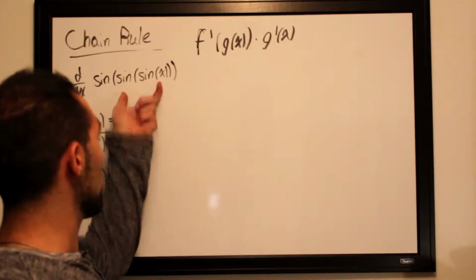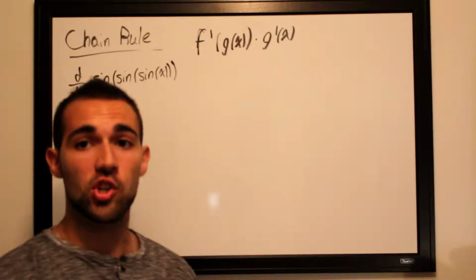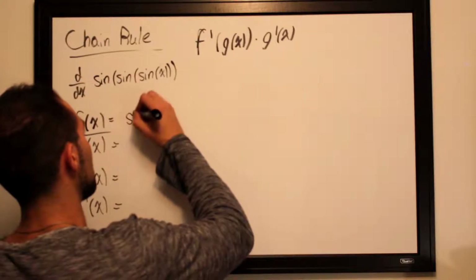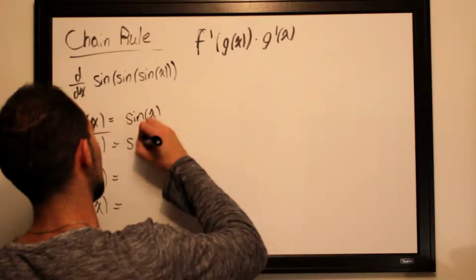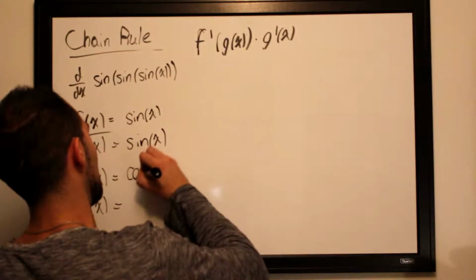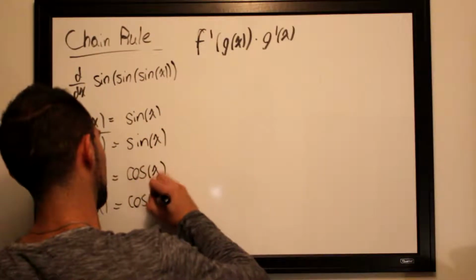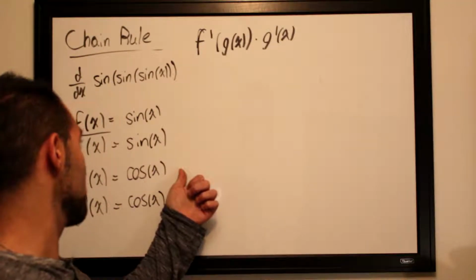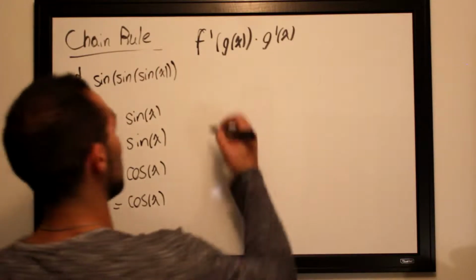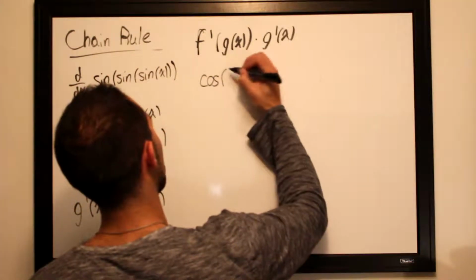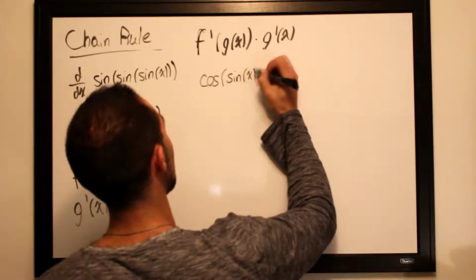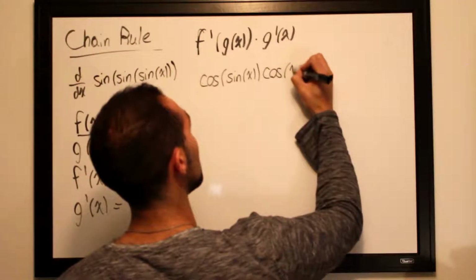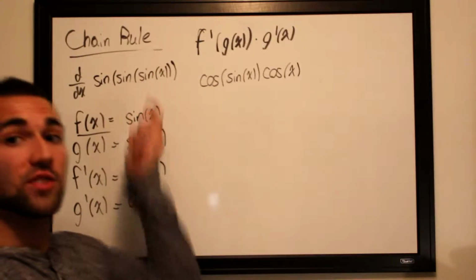If we wanted to evaluate this derivative, our outer function and our inner function are pretty clearly defined. It's just a sine trapped within a sine. So our f of x is sine of x, our g of x is also sine of x, and their derivatives are both cosine of x. So for f prime composed with g, we plug in sine of x wherever we see x in our f prime. Let's write this off to the side over here. This will be cosine of sine of x multiplied by the derivative of our g, which is cosine of x. And that is the derivative of sine of sine of x.